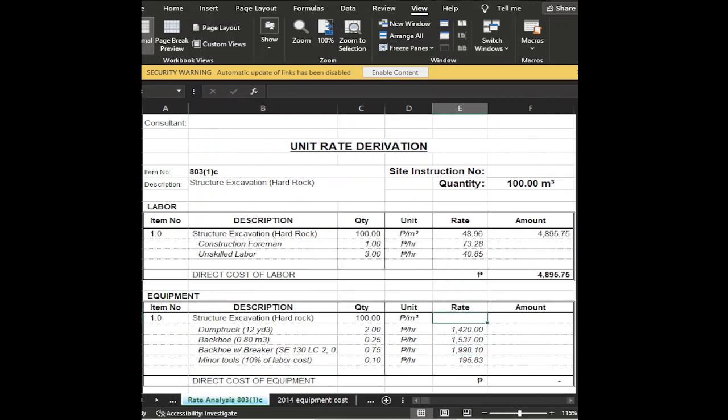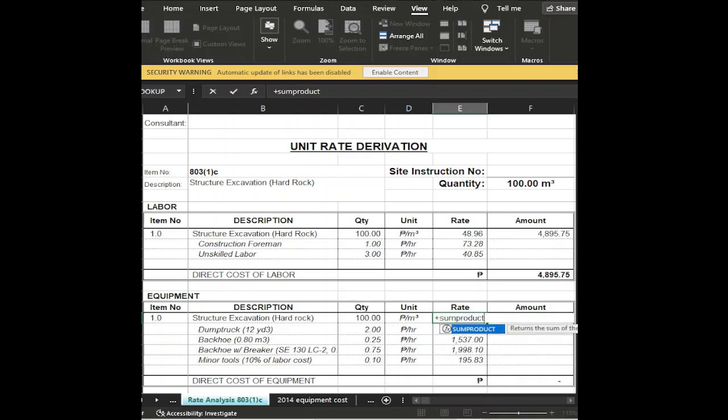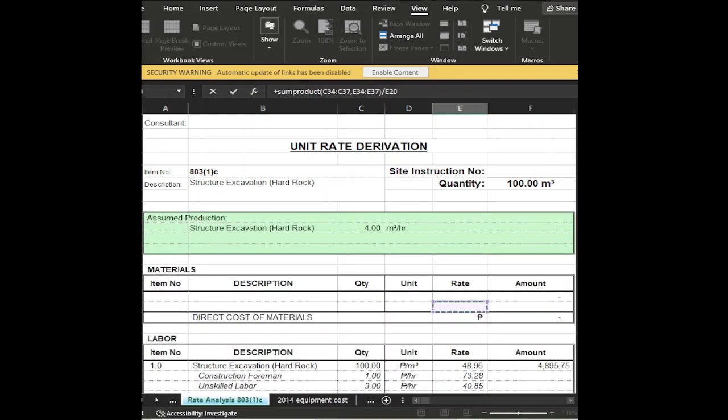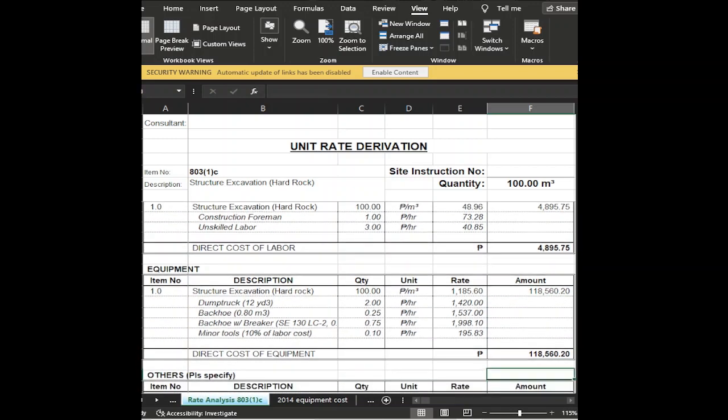Here, the same as in the labor computation, we need to sum product the quantity to the rate of the equipment. Then we will divide this by 4 cubic meters, the assumed production, so that we can get the peso per cubic meter for our equipment. So this is 1,185.6 peso per cubic meter. If we need 100 cubic meters, multiply it to the rate, so that is 118,560.